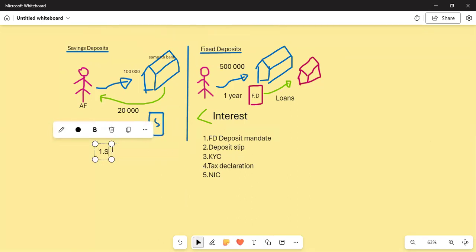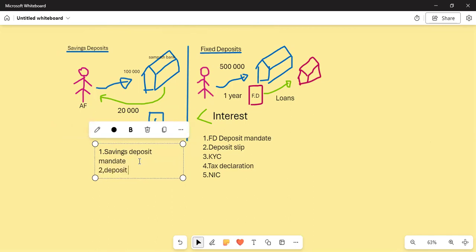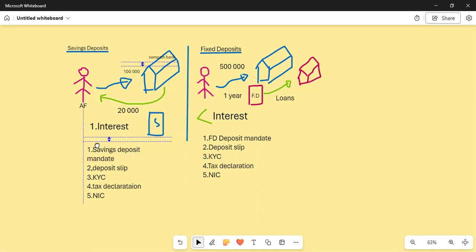First, the savings deposit mandate. With this, all the other things are the same. Deposit slip. Then the third one, KYC. Fourth one, tax declaration. Fifth one, national identity card. All those things are the same, but the only thing which is changing there is our savings deposit mandate.